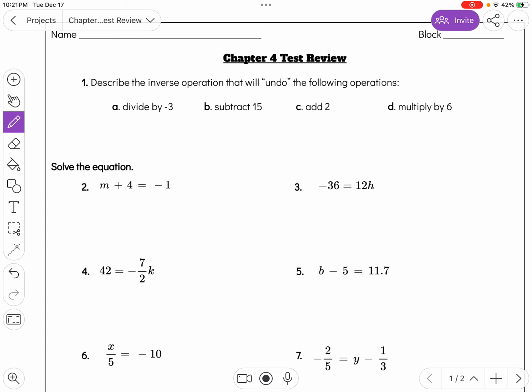Right, undo, so we're looking for the opposite. The opposite of dividing would be to multiply by, and remember we don't change the number, we're going to keep the number the same. So this would end up being multiplied by -3. For letter B, the opposite of subtracting 15 is to add 15. For letter C, the opposite of adding 2 is subtracting 2. And finally, for letter D, instead of multiplying by 6, we would just divide by 6.